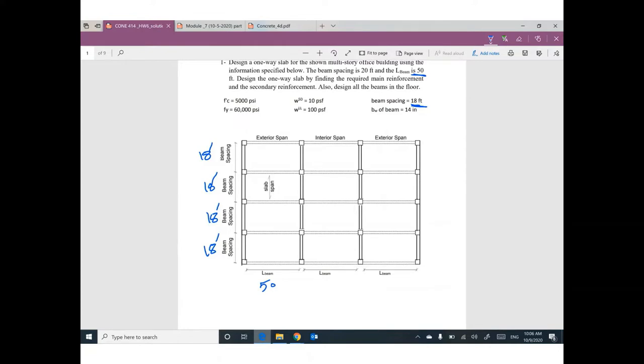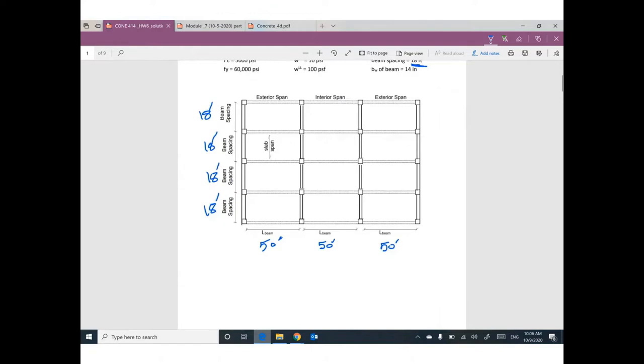Oh, we have confused. No, no. The beam spacing is 18, not 20. 18. And the beam length is 50 feet. So if you divide longer by shorter, 50 divided by 18, I think it's greater than 2. So it's a one-way slab.